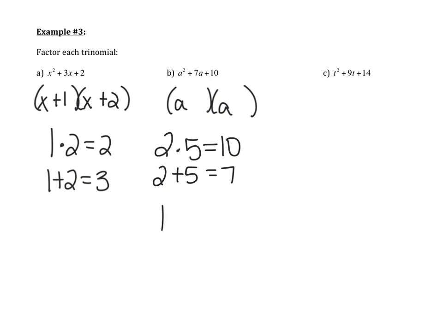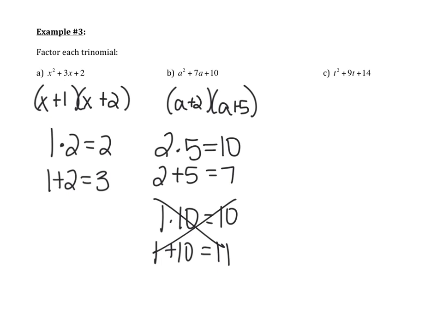I would not want to use 1 times 10 because even though 1 times 10 is 10, 1 plus 10 is 11, which again, I need the 7 in the middle. So these are not going to work. So I'm going to use the 2 and the 5. So I can put the plus 2 here and the plus 5 there. Again, just like before, I could have put the plus 5 here and the plus 2 there. It doesn't matter since we know that multiplication is commutative.